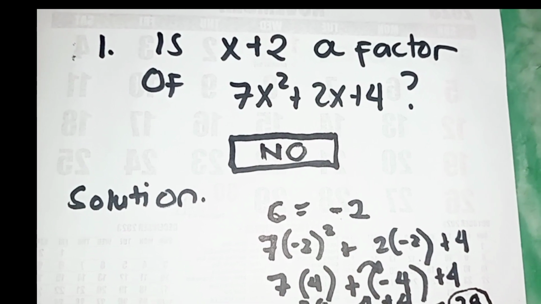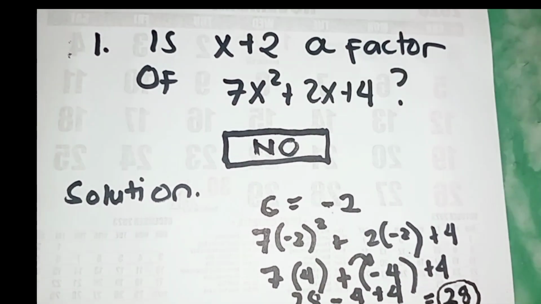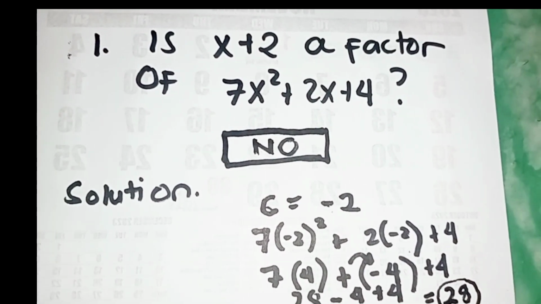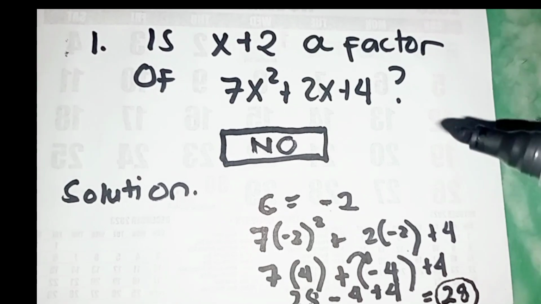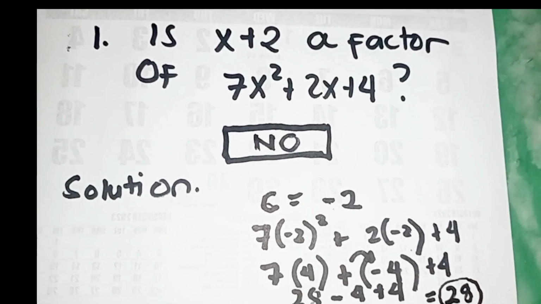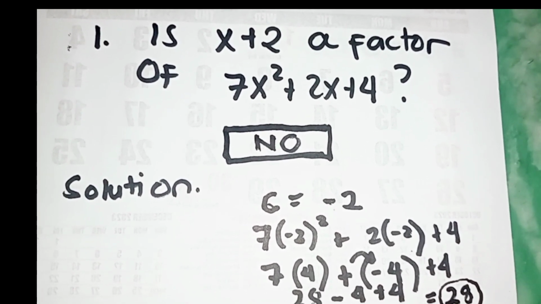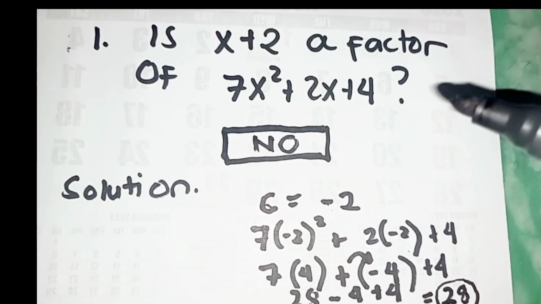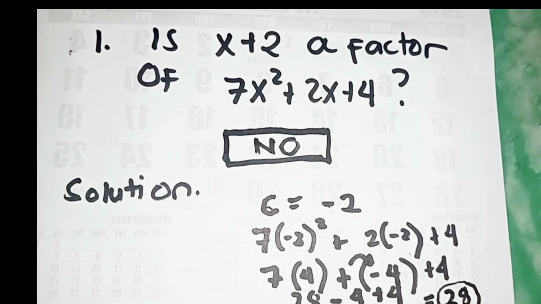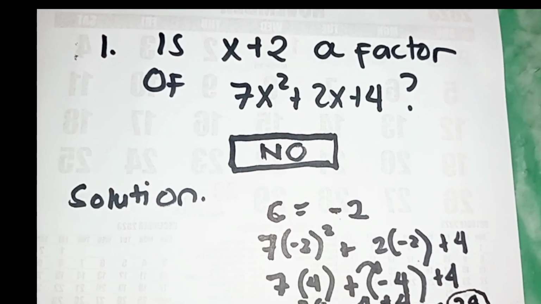Okay, again guys, we can say that a given divisor, like this given binomial, is a factor of a given polynomial if, according to the factor theorem, we have the remainder 0. Okay, if that's not a 0, then that given divisor or that given binomial is not a factor of the polynomial.